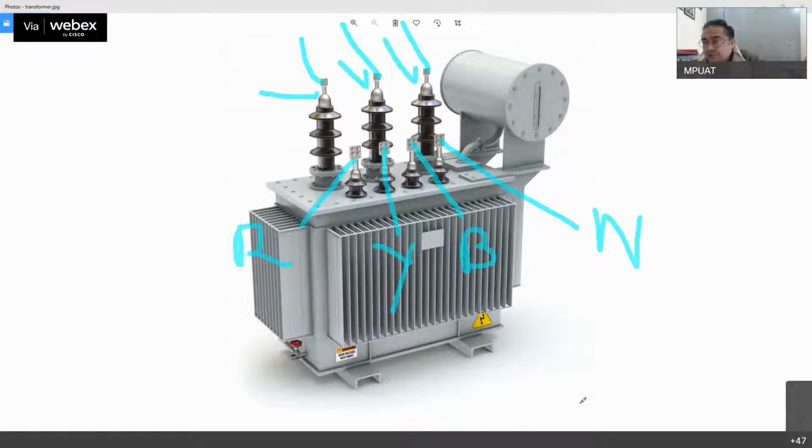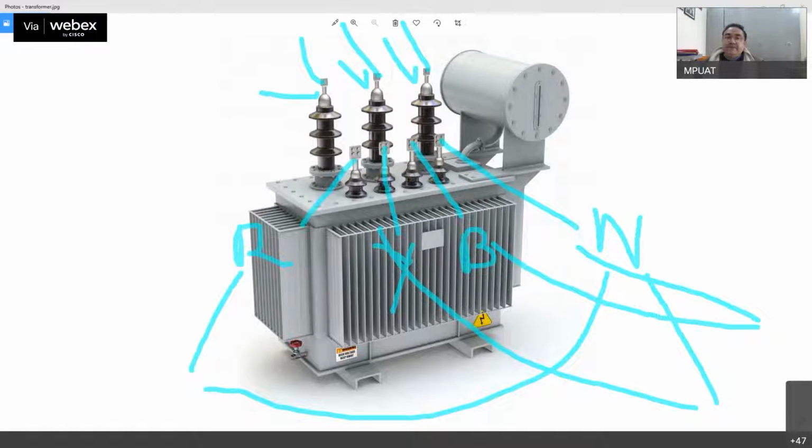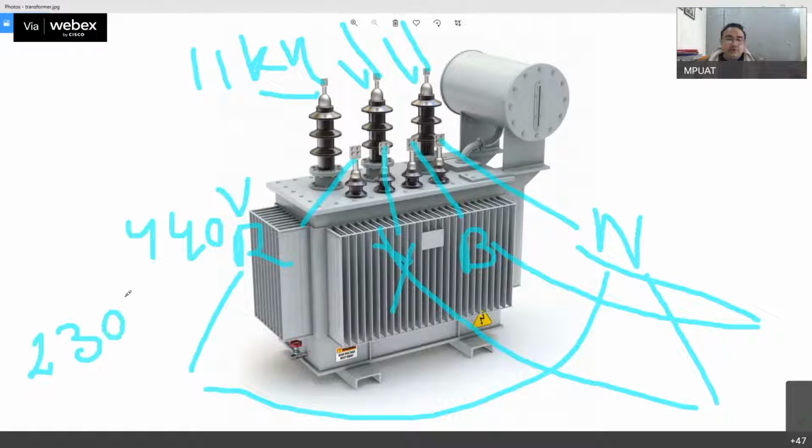This transformer used to be in your colony, and you used to get single phase supply: one R and one neutral wire. Similarly, another house will get one Y and one neutral, and some other house will get one B phase and a neutral. In this way, 11 kilovolt is the input here, and 440 volt 3 phase is the output on these 3 smaller bushings, out of which we are taking a single phase, approximately 230 volt, at the home, because in most domestic homes we have a single phase supply. Is it clear or not?